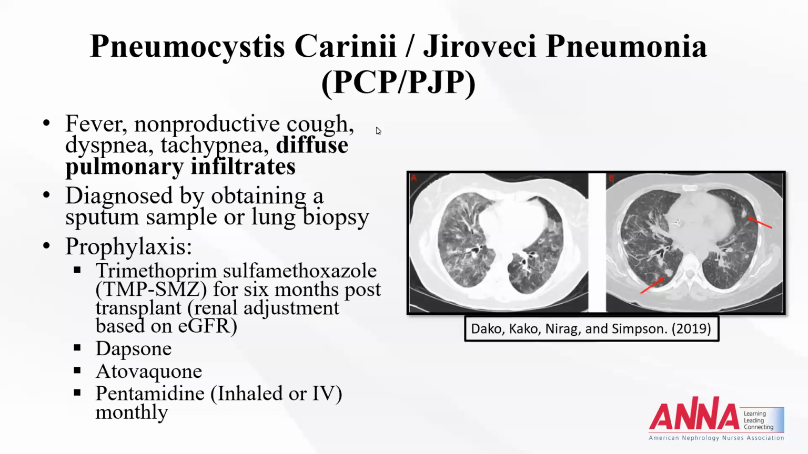Other options, if they don't tolerate Bactrim or trimethoprim, include dapsone. I've also seen us use atovaquone. The most common one we switch to, though, is pentamidine. They can just do a once-a-month inhaled pentamidine or IV pentamidine if they are unable to use the trimethoprim due to side effects.